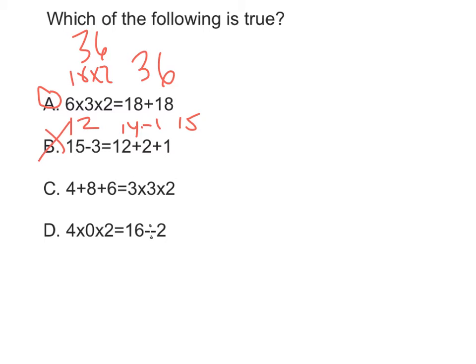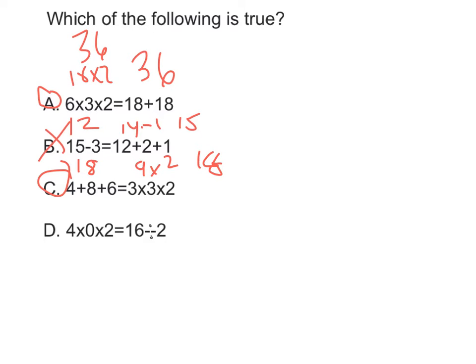4 plus 8 would give me 12. Plus 6 would give me 18. 3 times 3 would give me 9. 9 times 2 gives me 18. So you see right there, I have 2 correct answers now. That's why it's always important to solve them all.